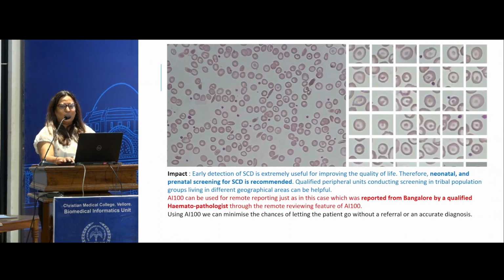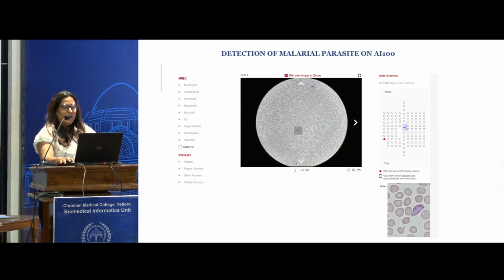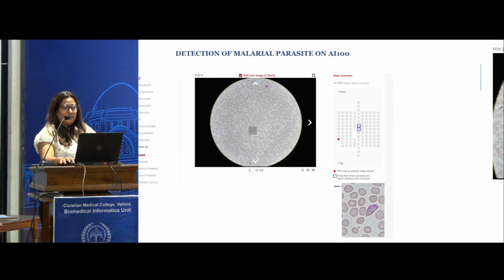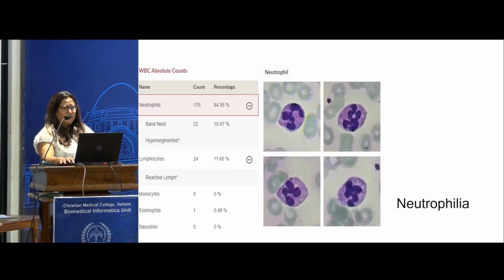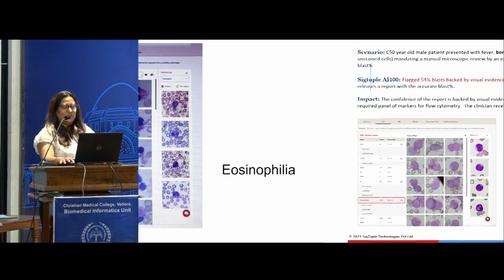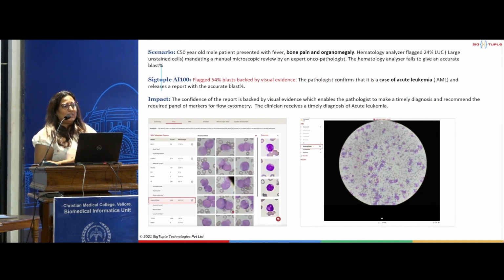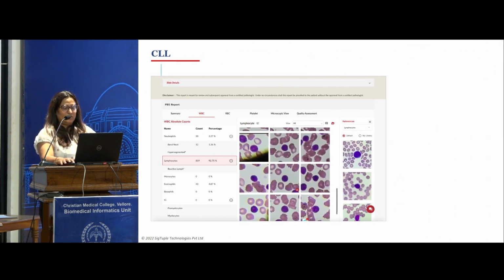So this is one case of thalassemia which was reported. And malaria, again, is very critical information to provide to the clinician. That can also be picked up by the device, and it was done through remote access. Neutrophilia in case of infections, eosinophilia in case of allergies, and leukemia as well. As per our customers, I think most of them are happy. A few have problems with identifying the blast, but most are happy with blast morphology as well, and they can identify and report leukemias with the help of AI100.